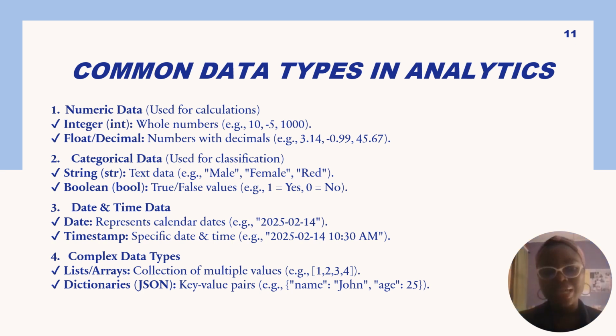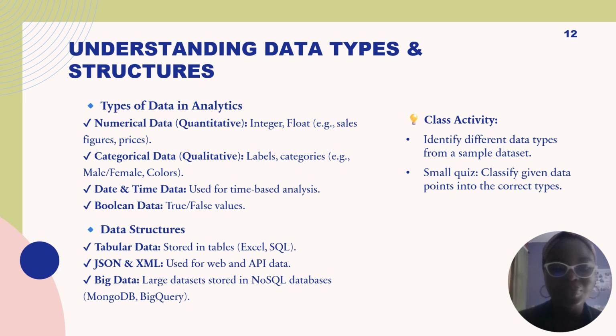Then we have date and time, like your calendar, the timestamp, the specific time. I think we've talked about the complex data types, so let's keep moving on. We need to understand the data types and their structures. Numerical data types are quantitative. Some are integers, some can be floats, and examples are sales figures, the selling price, the cost price, and so many more.